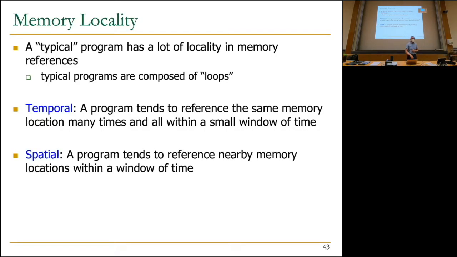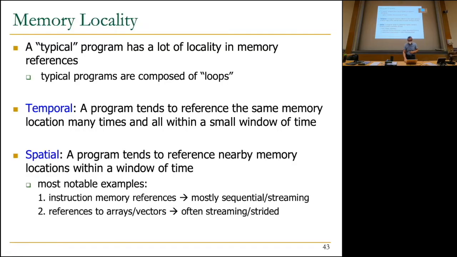Spatial locality means that a program tends to reference nearby memory locations within a memory region, within a window of time. So we're talking about memory space now. You have some memory address and then a region around it, and you tend to reference around that region. Clearly there are reasons for it, and the most notable examples are instruction versus data. For example, in instruction memory references, in the von Neumann model, we sequentially go through the program, right?